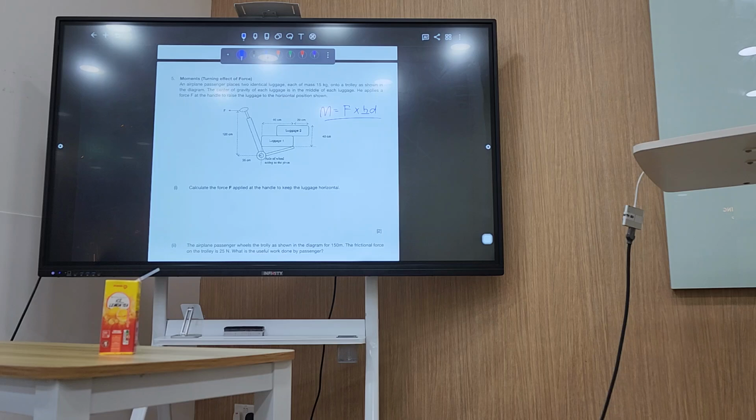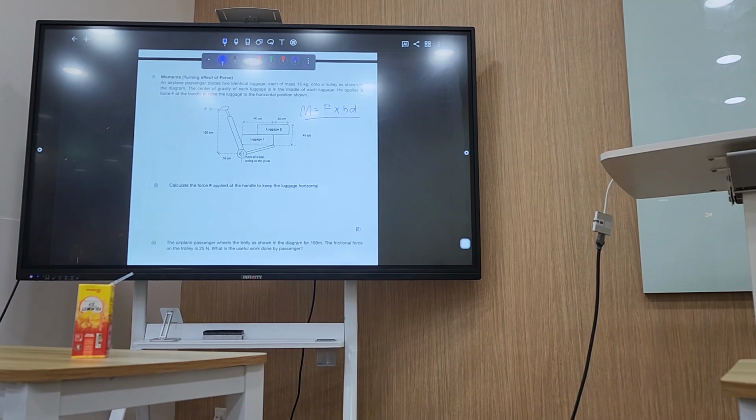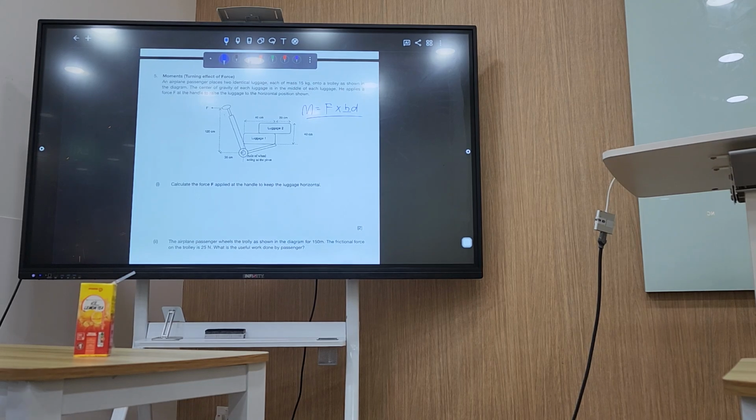Yeah, trolley. But the pivot is where the weight is acting. Correct. All your weight is acting on the wheel. That's why your wheel is there. But it's okay.